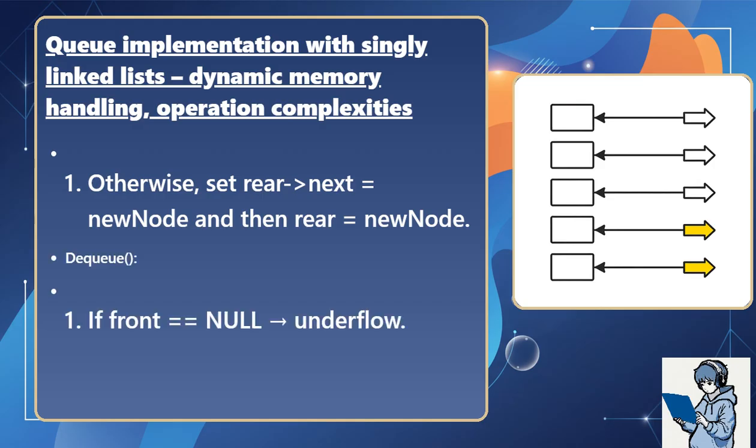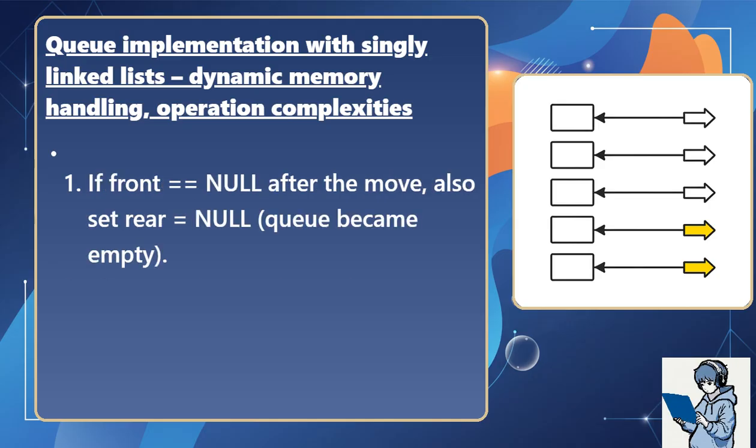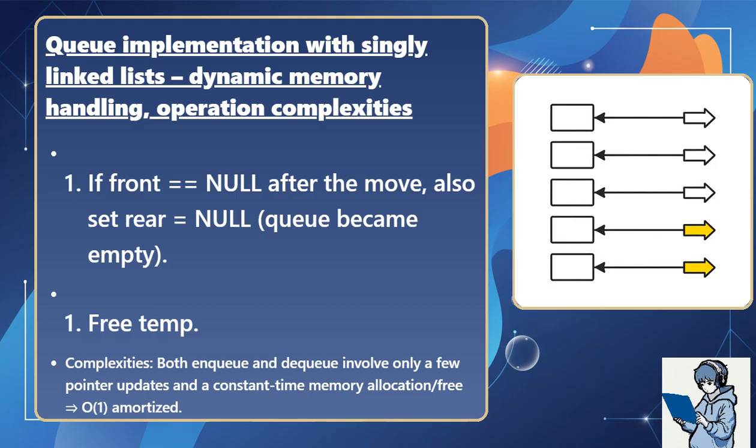Dequeue. Step 1, if front equals null, underflow. Step 2, store temp equals front and retrieve data equals temp data. Step 3, move front equals front next. Step 4, if front equals null after the move, also set rear equals null, since the queue became empty. Step 5, free temp. Complexities: both enqueue and dequeue involve only a few pointer updates and a constant-time memory allocation or free, so O(1) amortized.